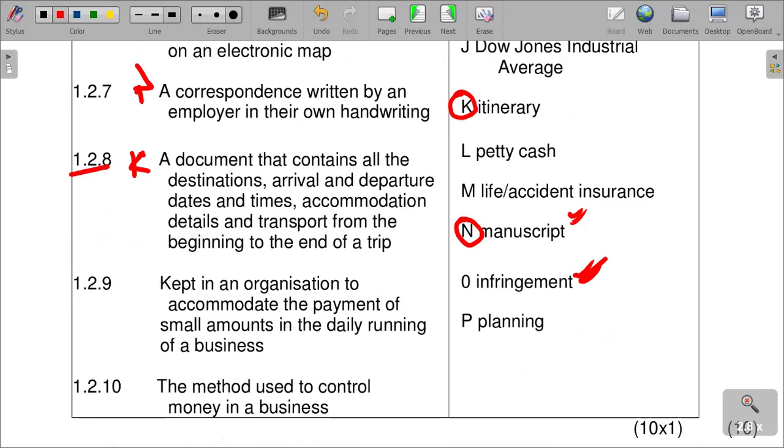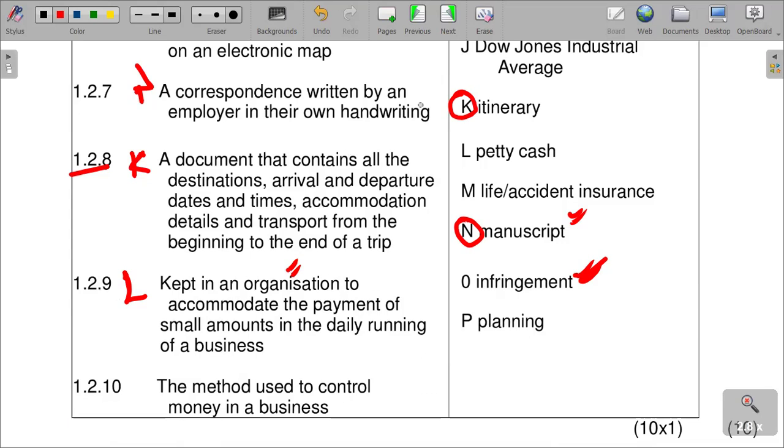Kept in an organization to accommodate the payment of small amounts in the daily running of a business. When we are in business, some small amount of money is kept in order to accommodate the payment of small amounts in the daily running of a business. That is called petty cash, which is L.